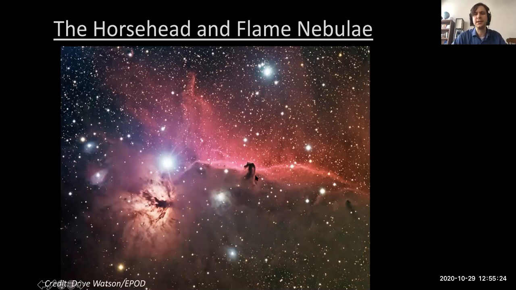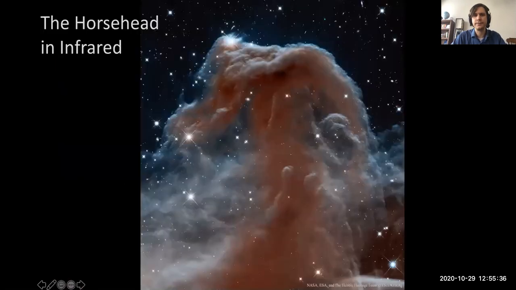So here we have the Horsehead Nebula, which looks like a horse head because it's a dark nebula and is blocking all the light from the emission nebula behind it. And here we have the Flame Nebula. We can look at the Horsehead Nebula up close and in the infrared, and whoo, that looks super duper cool.